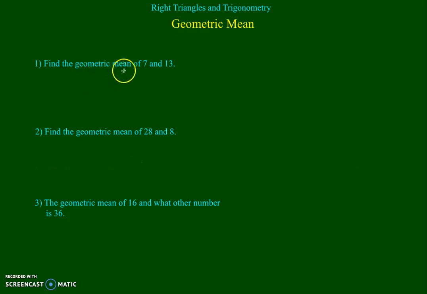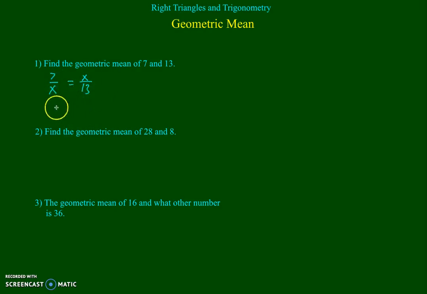In this first example, we want to find the geometric mean of 7 and 13. Now the way to solve a geometric mean problem is to establish a proportion. The number that we're looking for, the geometric mean, we don't know, so we're going to create a variable, x. The geometric mean always goes in the second and third proportional positions. The extremes, the values that you're given, go in the first and fourth proportional positions in this particular case.